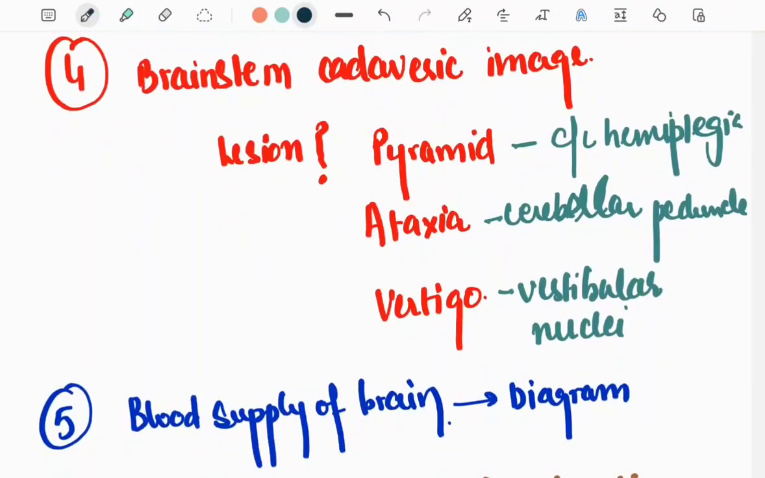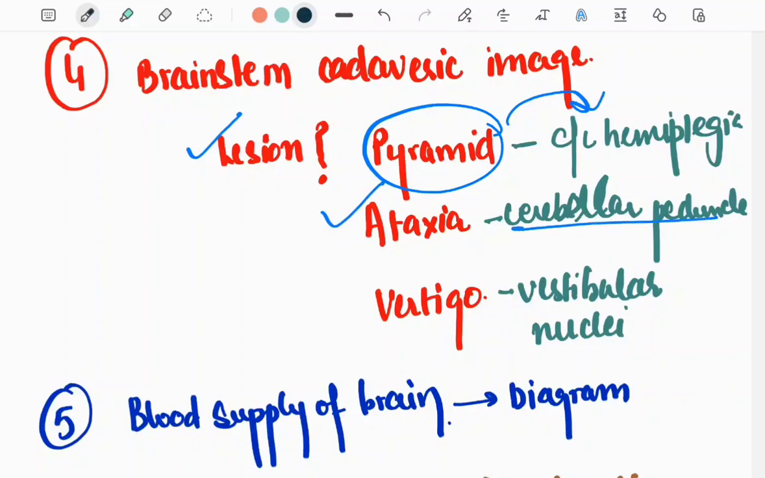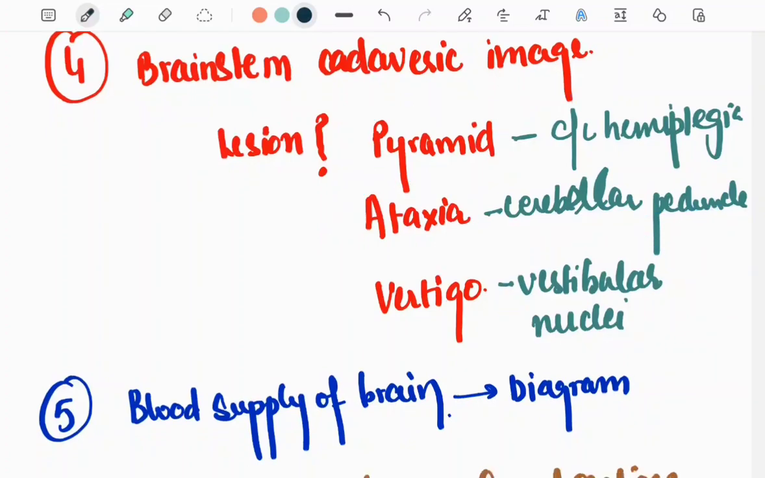Then a brainstem cadaveric image was given and it was asked if the following structure has a lesion, what will happen. So if the pyramid is asked, it will lead to contralateral hemiplegia. Ataxia will occur from injury to cerebellar peduncles, and vestibular nuclei injury will cause vertigo.